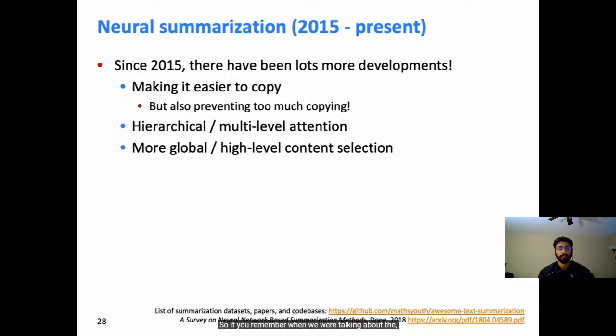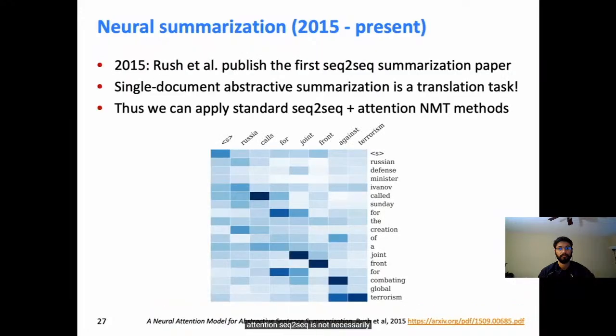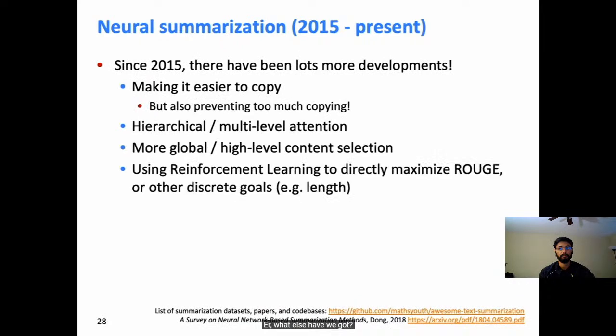If you remember when we were talking about the pipelined pre-neural summarization, they had these different content selection algorithms. And I think you can say that naive attention seq-to-seq is not necessarily the best way to do content selection for summarization. Maybe you want a more global strategy where you choose what's important. It's not so apparent here when you're doing this small scale summarization, but if you imagine that you're summarizing a whole news article and you're choosing which information, deciding on each decoder step what to choose doesn't seem like the most global strategy. What else have we got?